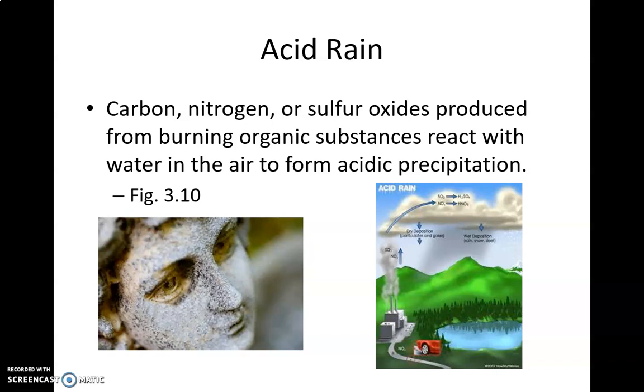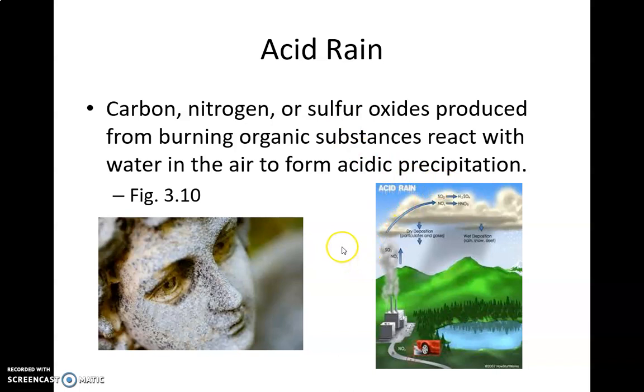And if you get enough of those pollutants in the atmosphere, then enough of those pollutants will react with the water to produce enough acid that it will actually fall down to the earth as rain. And you've heard of this term acid rain before, but that's how they're formed: these types of oxide compounds, carbon, nitrogen, and sulfur oxides, react with water to produce acidic precipitation.